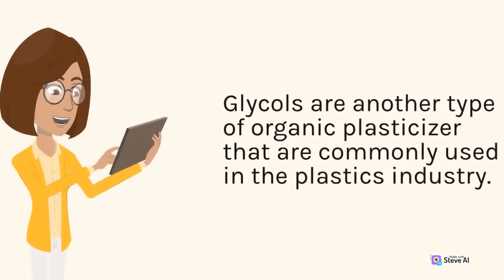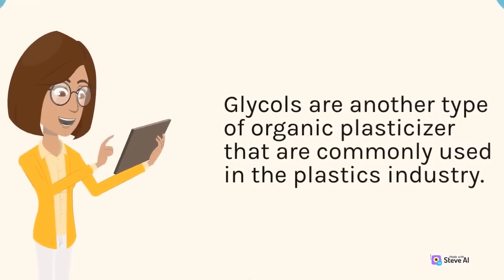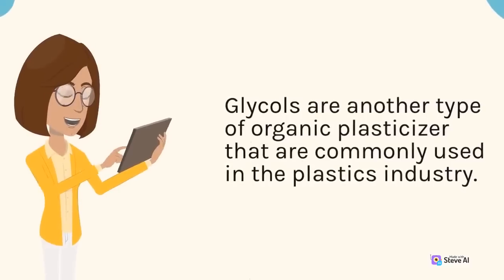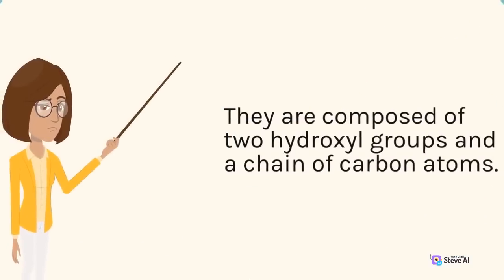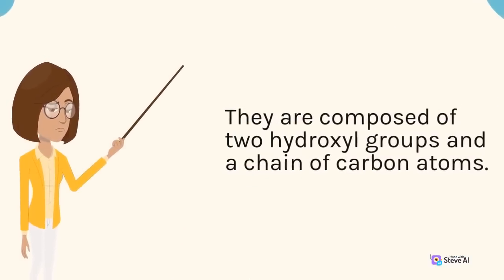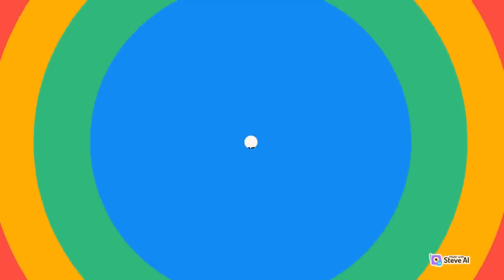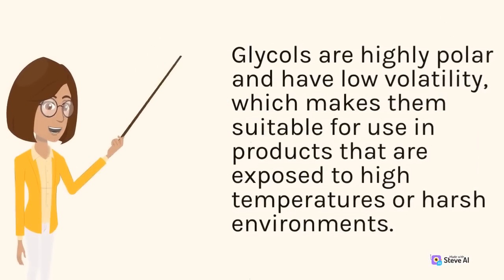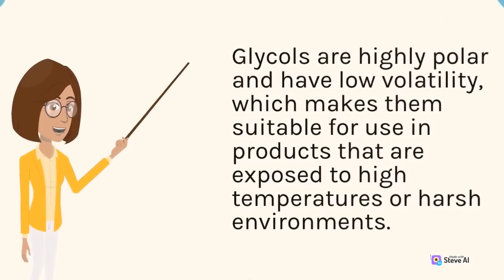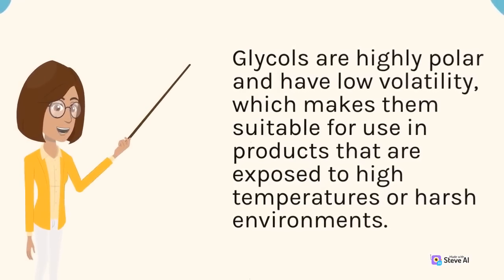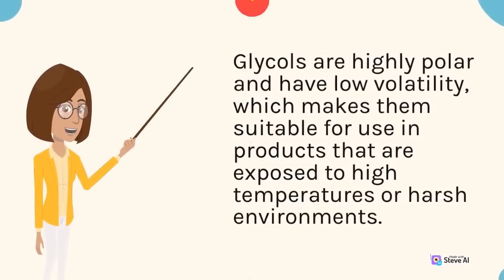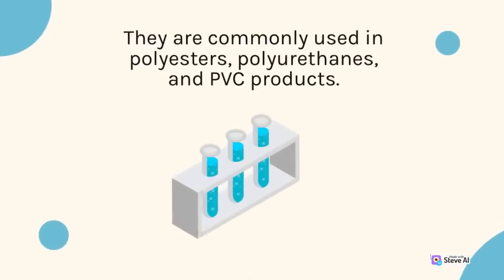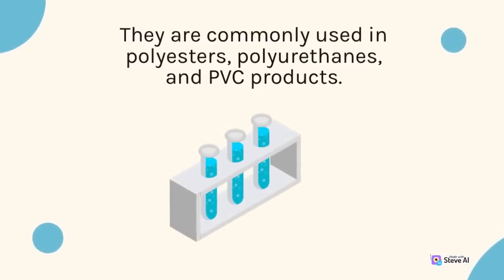Glycols are another type of organic plasticizer that are commonly used in the plastics industry. They are composed of two hydroxyl groups and a chain of carbon atoms. Glycols are highly polar and have low volatility, which makes them suitable for use in products that are exposed to high temperatures or harsh environments. They are commonly used in polyesters, polyurethanes, and PVC products.